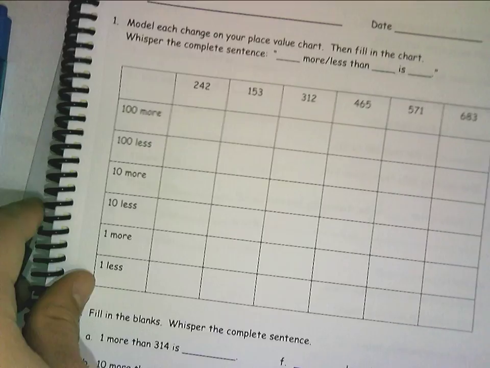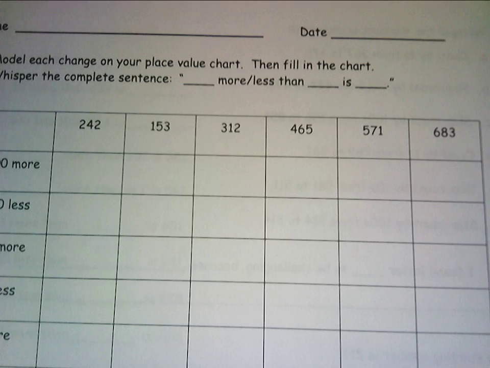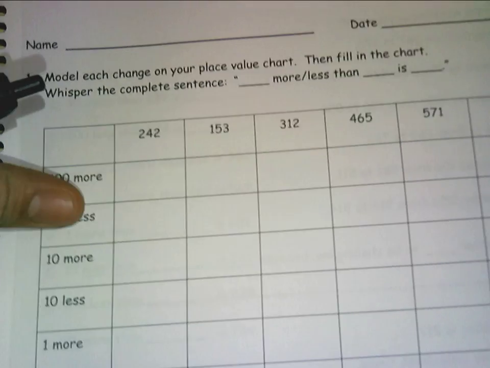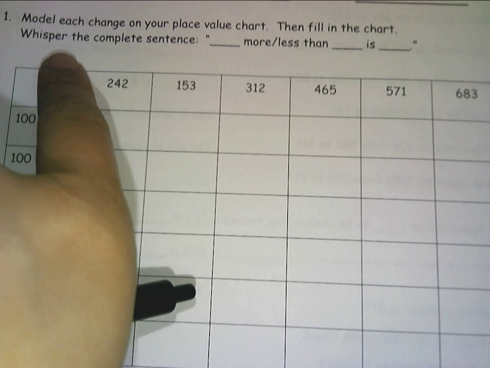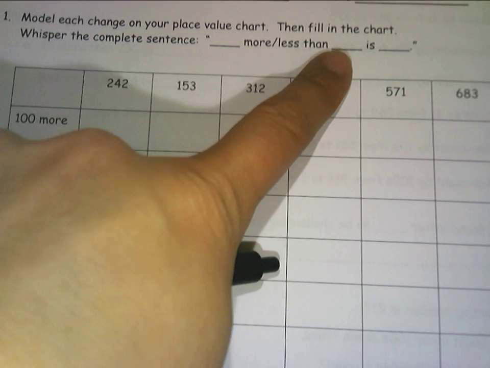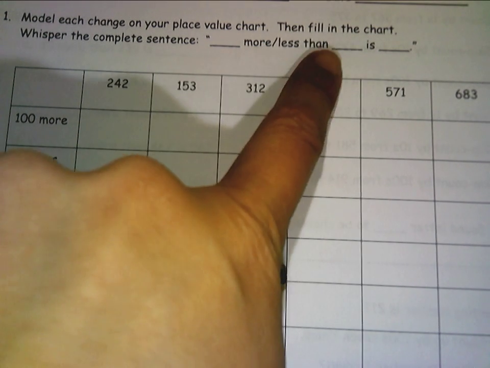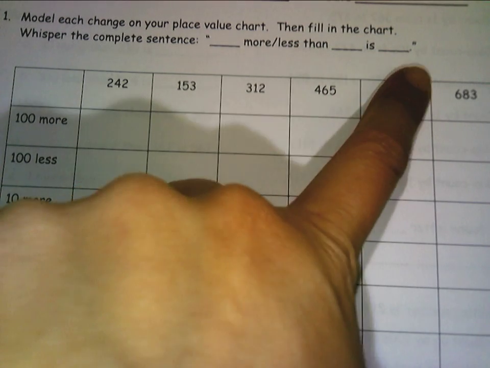So this is lesson 19 problem set. It says model each change on your place value chart, which is here. Then fill in the chart, whisper the complete sentence: blank is more or less than blank is blank. So you would write like 1 more, then blank is blank, or 10 more, then blank is blank.